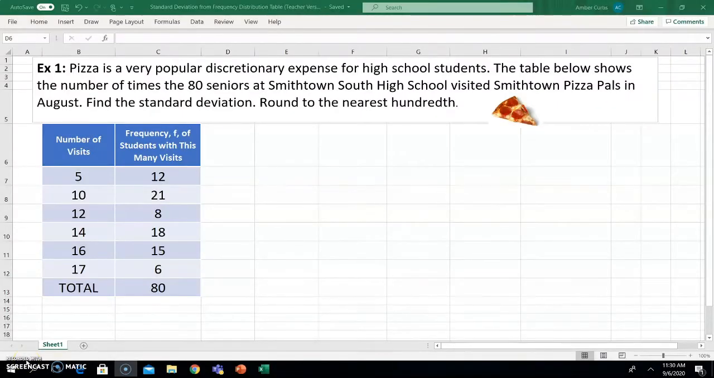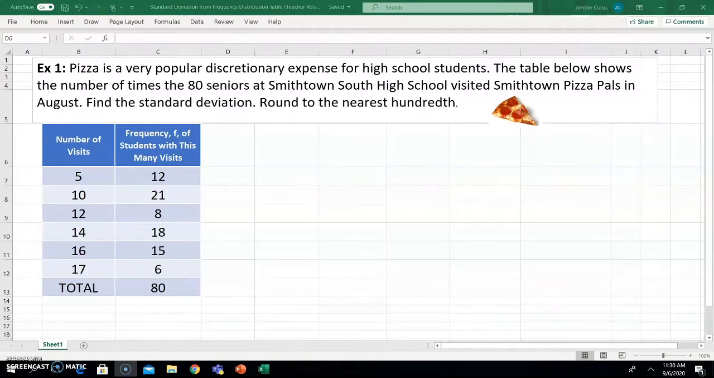The topic of this video lesson is finding the standard deviation from a frequency distribution table. Example 1. Pizza is a very popular discretionary expense for high school students. The table below shows the number of times the 80 seniors at Smithtown South High School visited Smithtown Pizza Pals in August. Find the standard deviation.